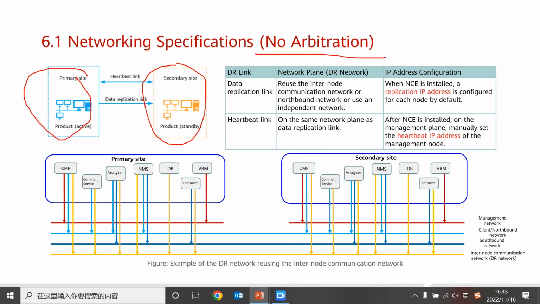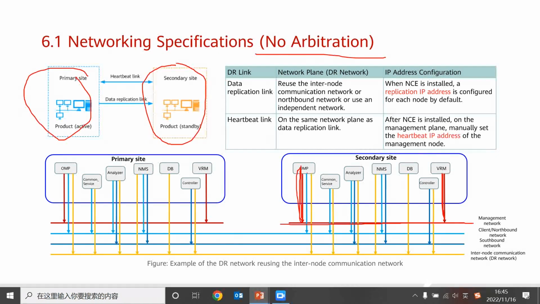So for IP address configuration, when NCE is installed, a replication IP address is configured for each node by default. And after NCE is installed, for the heartbeat link on the management plane, manually set the heartbeat IP address of the management node. We see here, these two are the same, so I'll just be looking down here. The OMP and VRM are on the management network. They need to connect to the same network, right here.